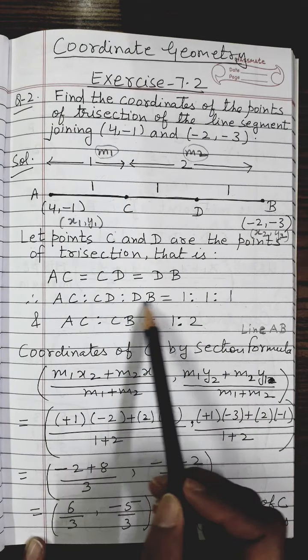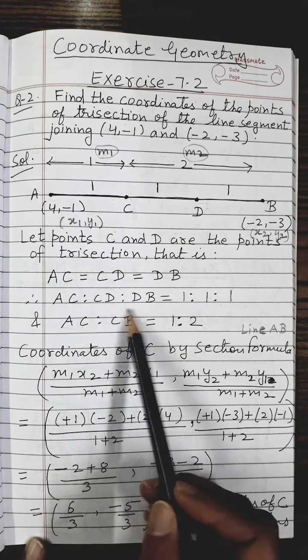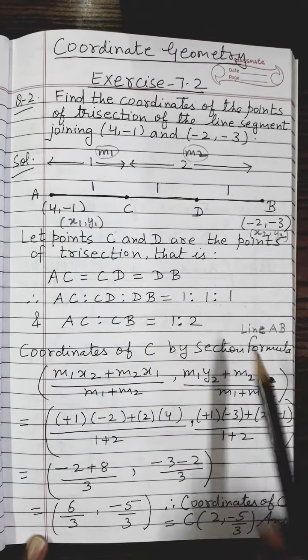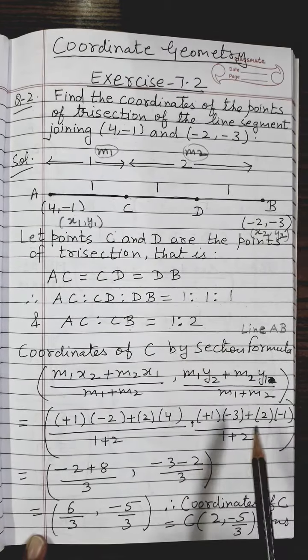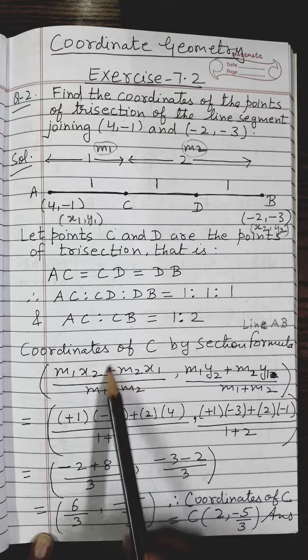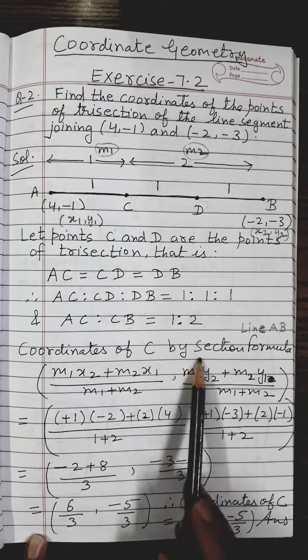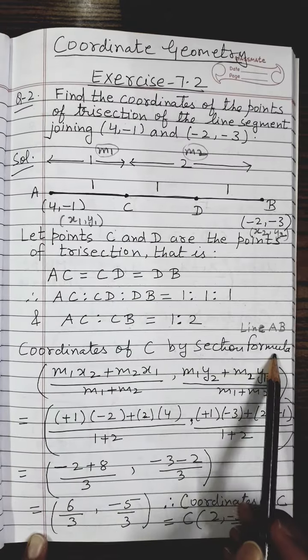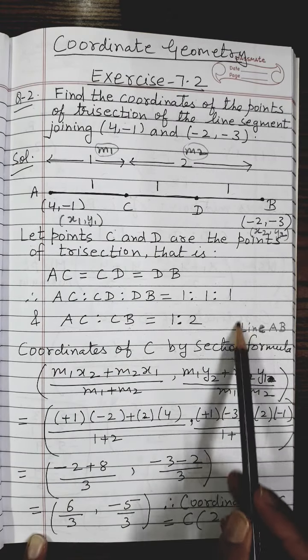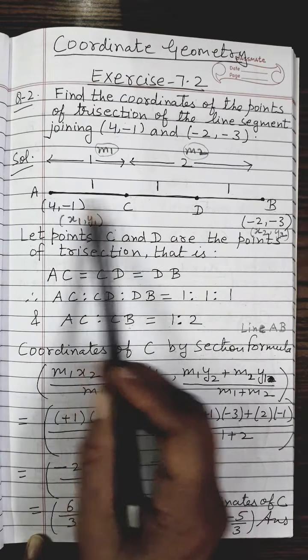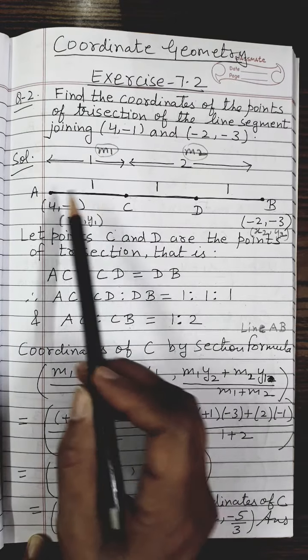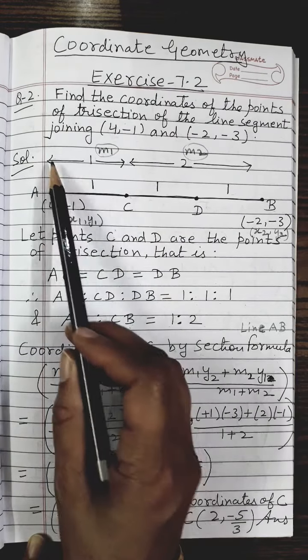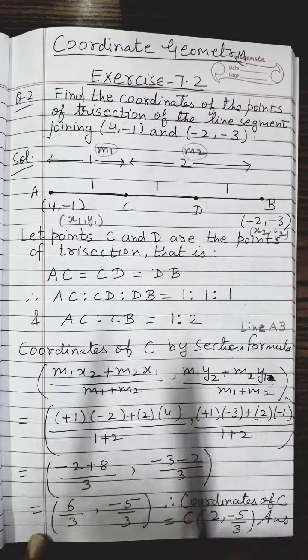But when I am considering all the 4 points, I can write it like this. So these two things we have to understand in order to do this question. Now first I will find the coordinates of point C by the section formula. Coordinates of point C by using the section formula, and I will consider the line AB. So what do you see? This point C is dividing the line AB in the ratio 1 is to 2.